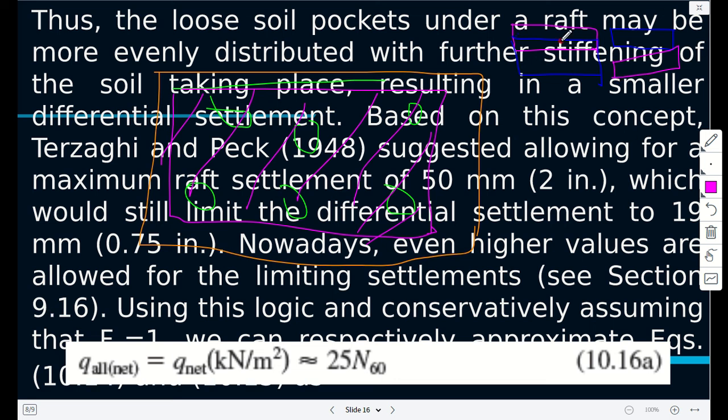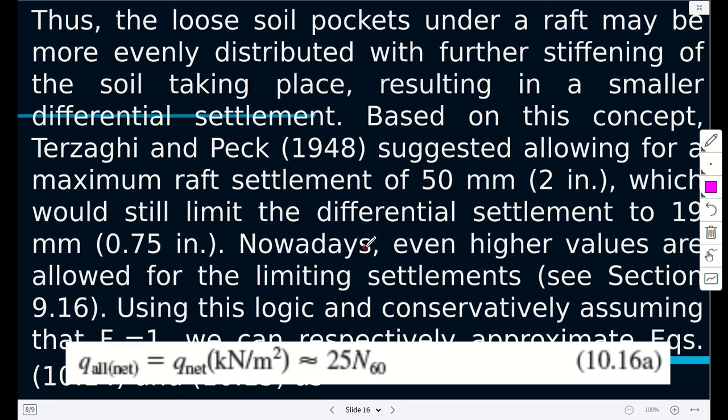To limit differential settlement, this is what was proposed by Terzaghi and Peck. Based on this concept, Terzaghi and Peck suggested in 1940 a maximum raft settlement of 50 millimeters, 2 inches, which would still limit the differential settlement to 19 millimeters. For isolated pads we limit to 25 millimeters or 1 inch, and that limits differential settlement to 19 millimeters or 0.75 inch.